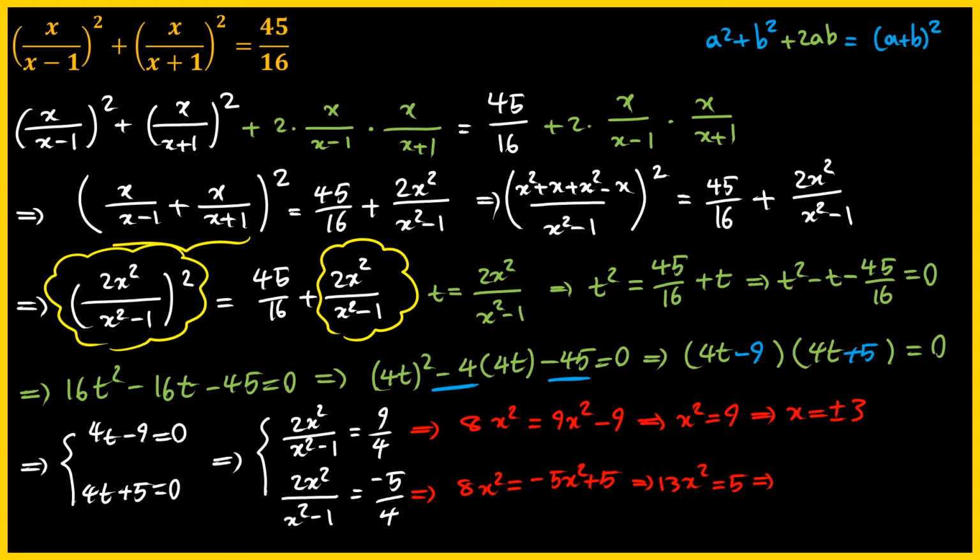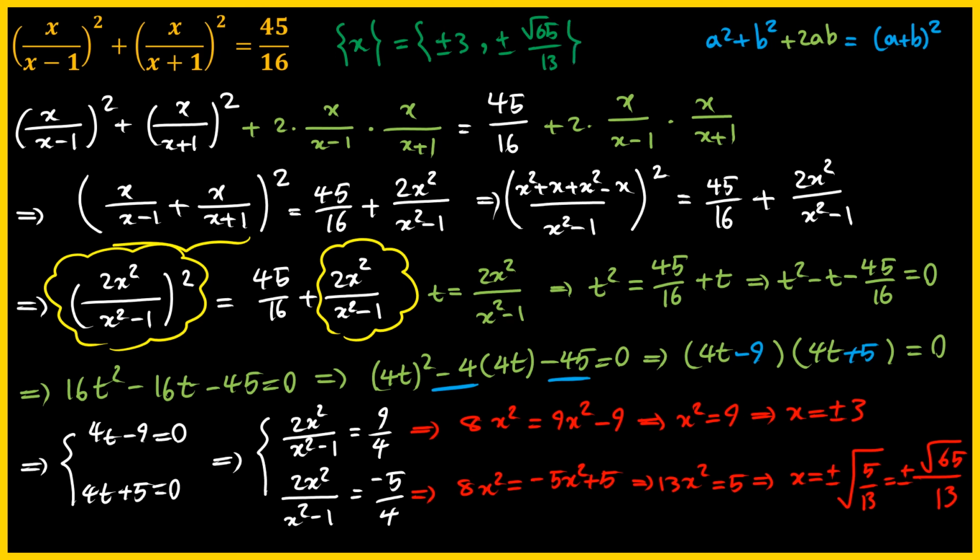And then we should get x equals positive or negative the square root of 5/13, and then we can rationalize the denominator by multiplying both the top and the bottom by the square root of 13, and we should get positive or negative root 65 over 13. So we can express the solution set like this: positive or negative 3, or positive or negative root 65 over 13. So this particular rational equation has 4 solutions.